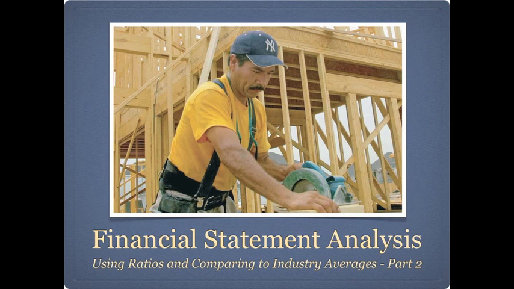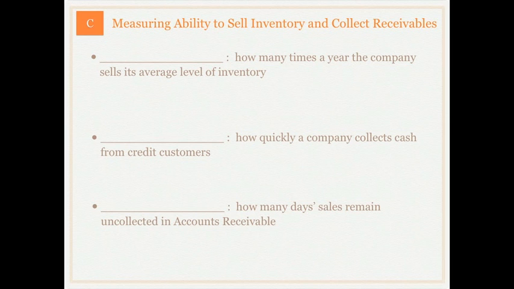With our calculating of ratios and using those ratios to determine a company's health compared to its industry standards. So in this part, we are talking about a company's ability to sell inventory and then collect the receivables from the selling of that inventory. We'll specifically talk about three different ratios here.